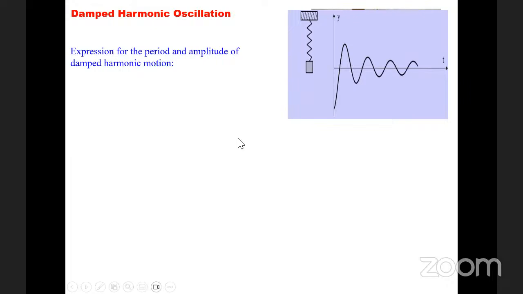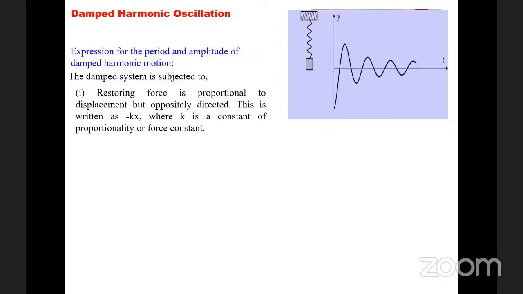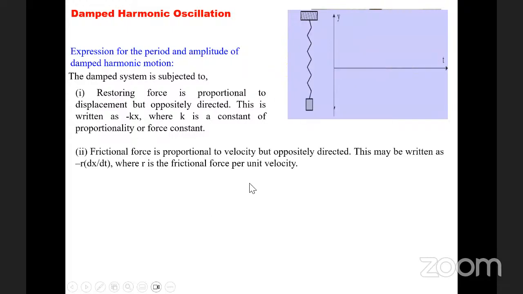Next, expression for the period and amplitude of a damped harmonic oscillator. The damped harmonic oscillator can have three different categories. One is the restoring force, which is proportional to the displacement. Previously, in simple harmonic motion, we also discussed that. That value is F proportional to minus x, or else F equals minus kx, where k is a spring constant or proportionality or force constant. Next, frictional force.